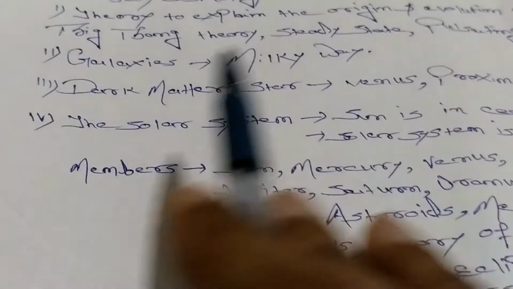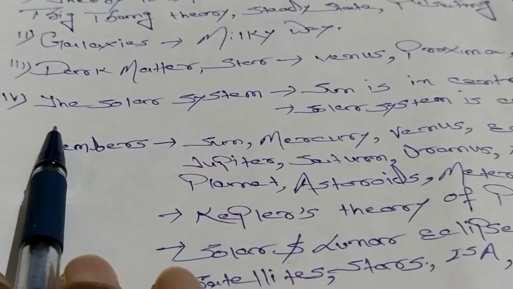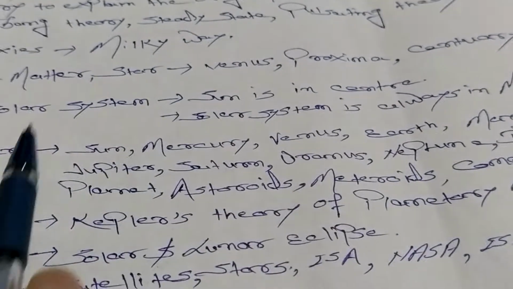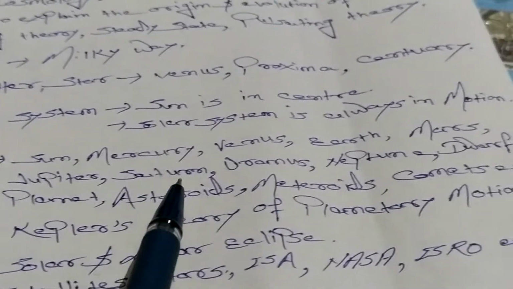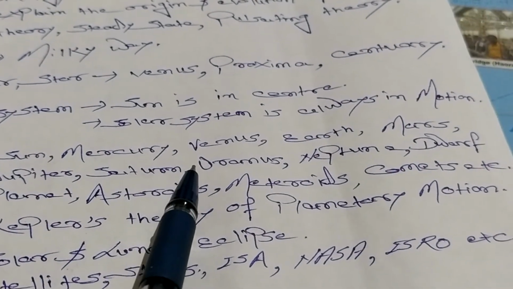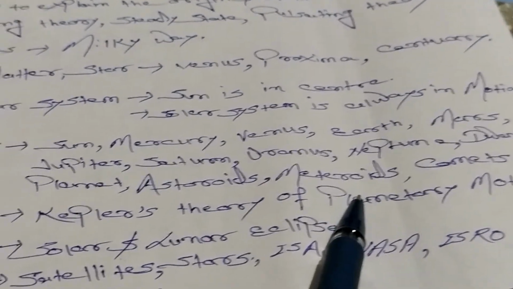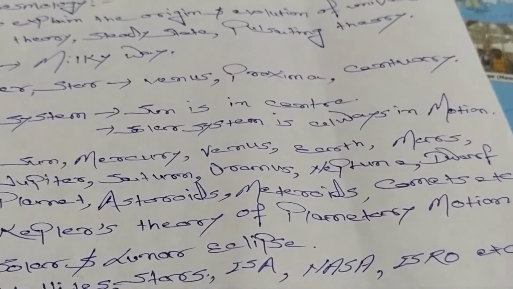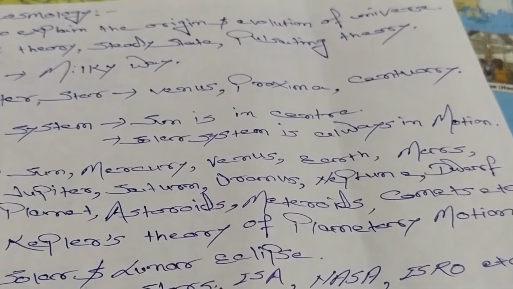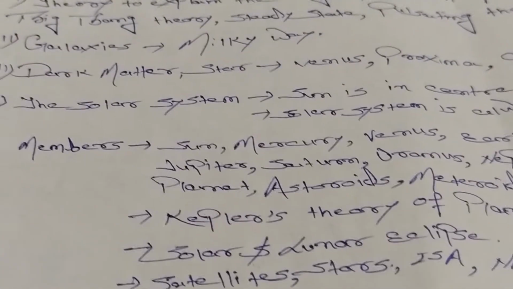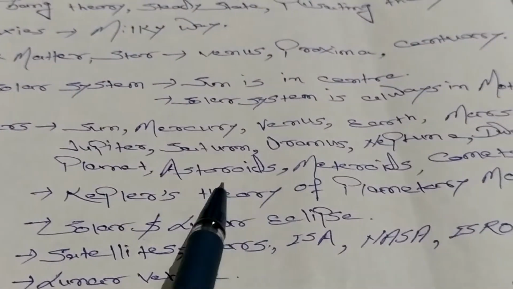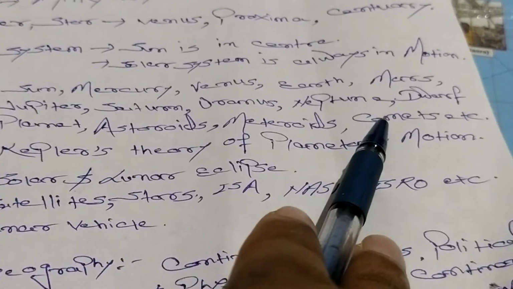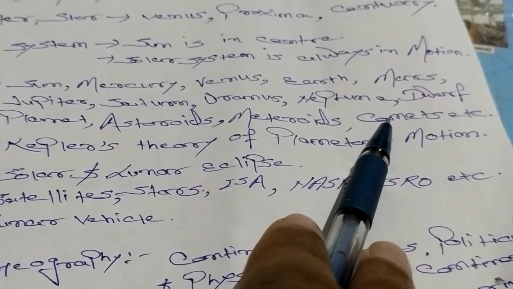Okay friends, then a very important topic, that is the solar system. Sun is in the center of the solar system. Solar system contains sun, all planets, comets, asteroids, meteoroids and so on. And the solar system is always in motion, meaning the solar system can't be at rest. Okay friends, and asteroids and meteoroids are made up of gas and dust, and comets like Halley's comet are seen after 76 years.